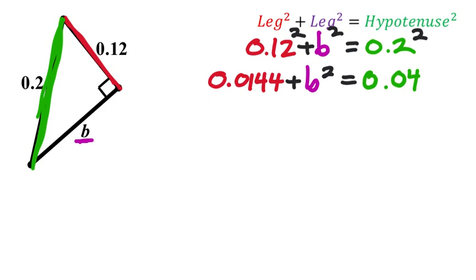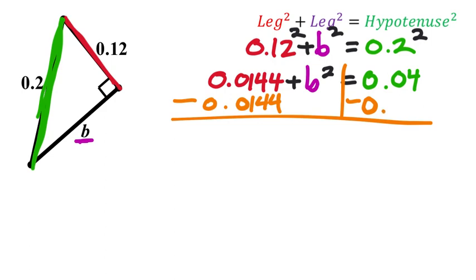We're going to solve for b to the power of 2, which means I don't want that 0.0144 added to the b to the power of 2. So I'm going to have to subtract it from both sides of the equation, because that's our principle of equality, right? If you do it to one side, you've got to do it to the other side. So that's going to zero that out just like we want.